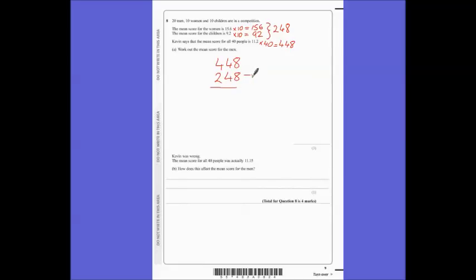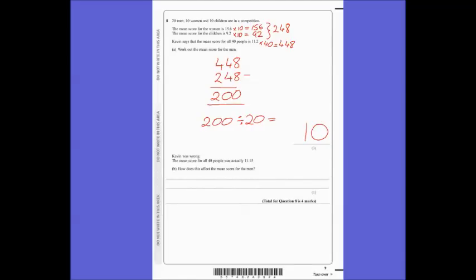So we take these away from each other, we end up that the men must have had a score of 200. Now there were 20 men, so we need to do 200 divided by 20, which will give me an answer of 10 for the men. It says, Kevin is wrong.